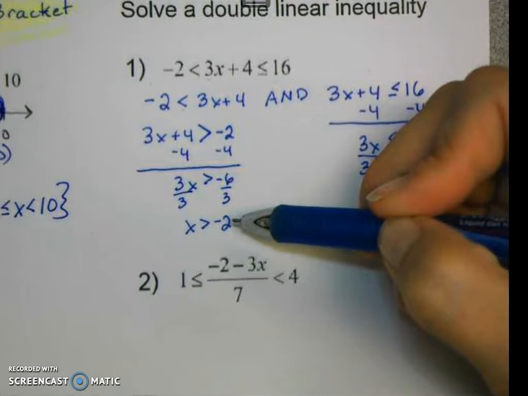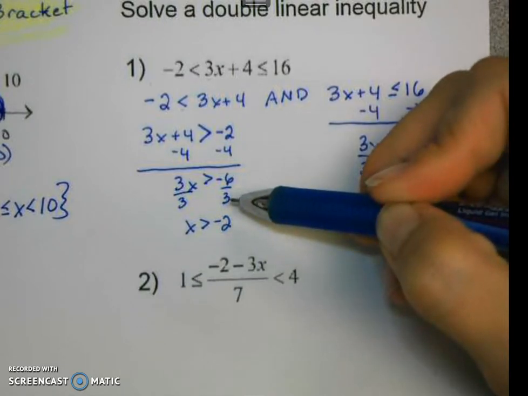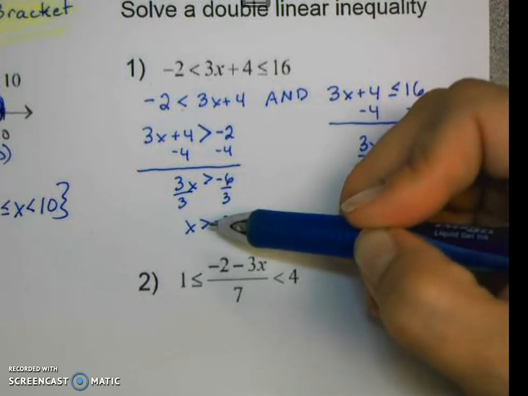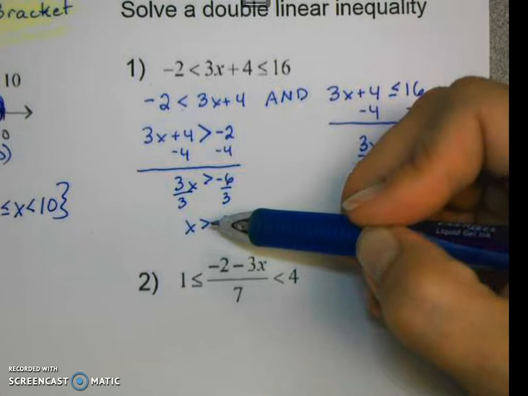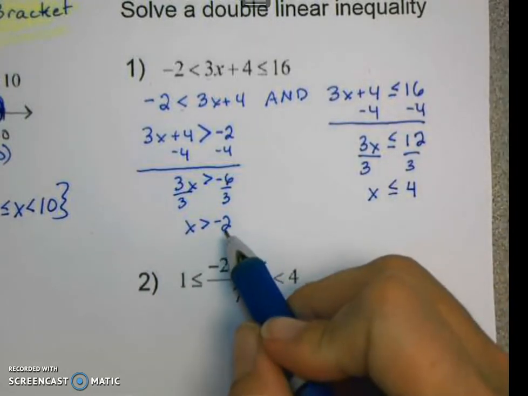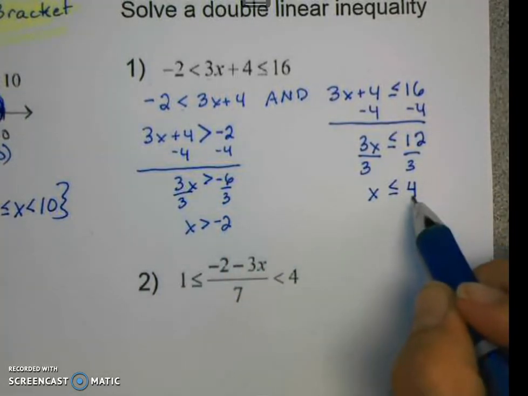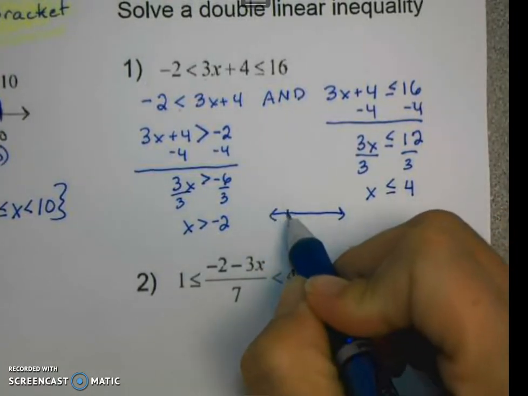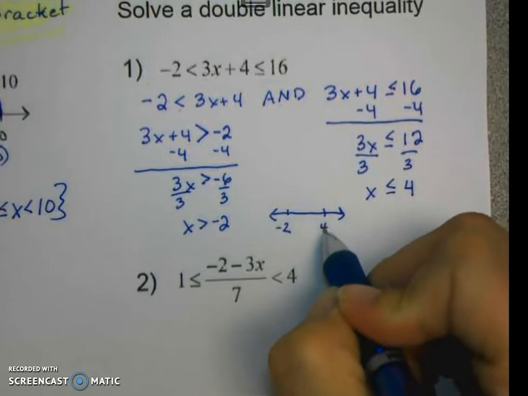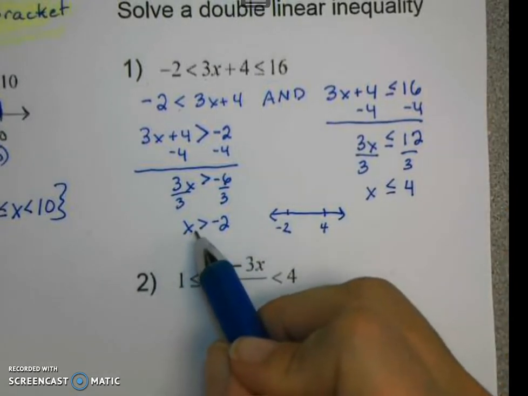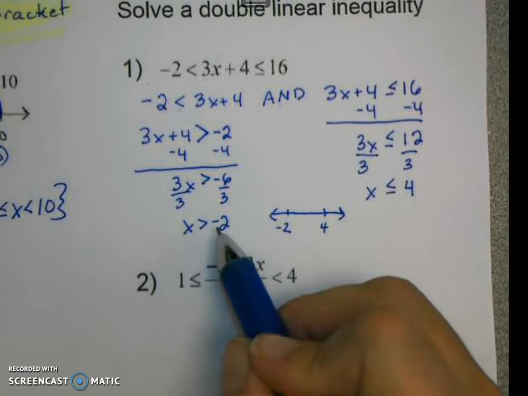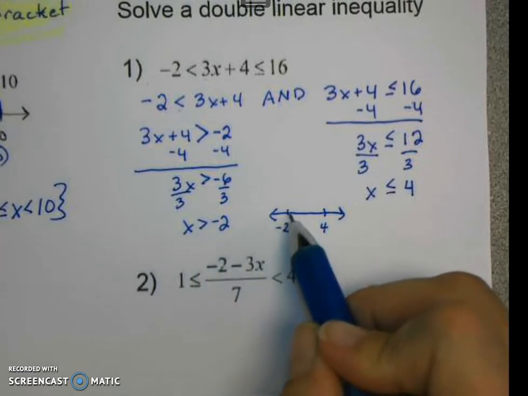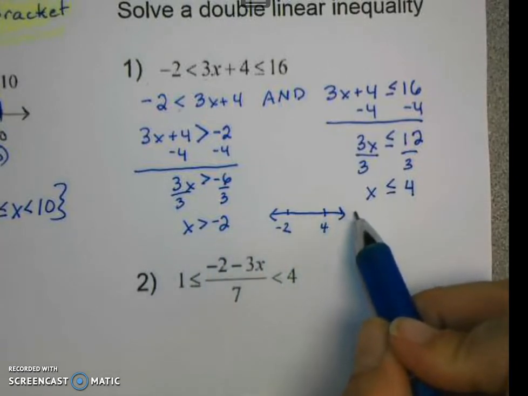Even though this answer came out negative, this is not dividing by negative, so that didn't flip over. So let's see if we can graph this and then make sense of it. We have -2 and we have +4. When you read this, it says x is more than -2, which means everything to the right.